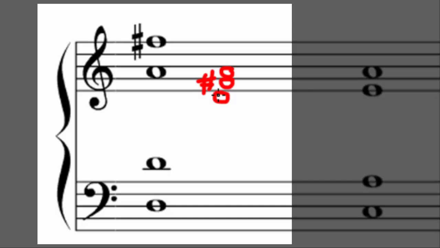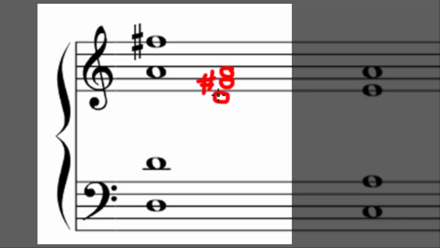Using our knowledge of scales and intervals, we can tell that the distance between the D, in this case the root, to the F sharp is a major third. We can then build up from the D, or the root, going up to the A, and determine that that is a perfect fifth. That means we are looking at a major chord, and since chords take their name from the root, this means that this is a D major chord.